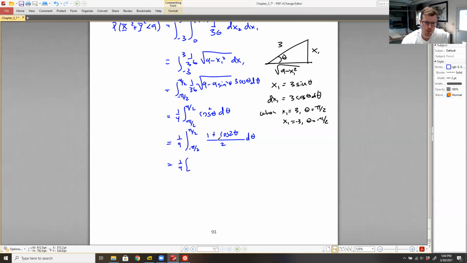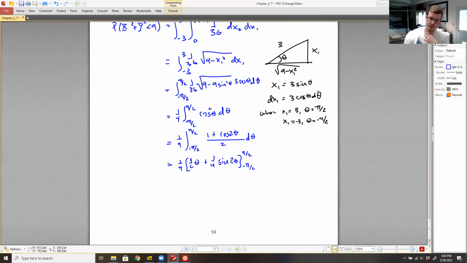So that's 1/4 times, let's see here, 1/2 theta. Integral of cosine is sine. So plus 1/4 sine 2 theta, because we already have the factor of 1/2, evaluated from negative pi over 2 to pi over 2. But it's 1/4 because we have to account for the 2 inside the sine function.